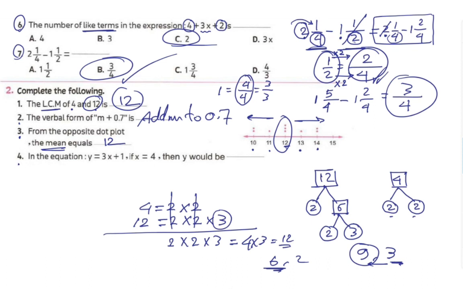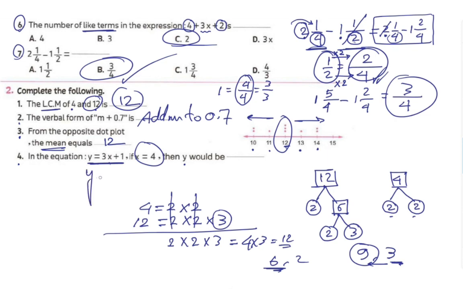Point number 4, in the equation y equals 3x plus 1. This equation has two variables, y and x. If x equals 4, then y equals what? If you know one of these variables, I can find the other one. By what? By substituting x equals 4 in this equation.